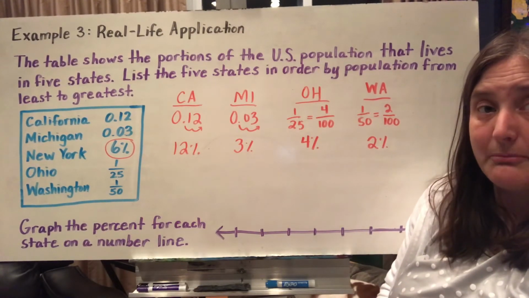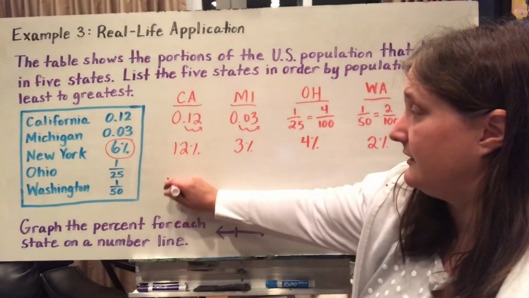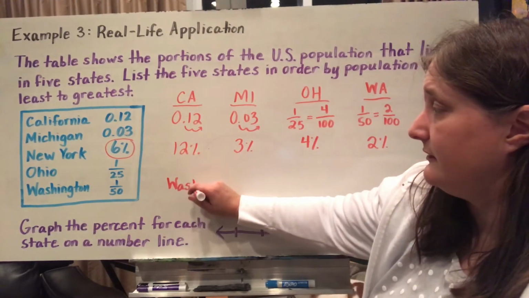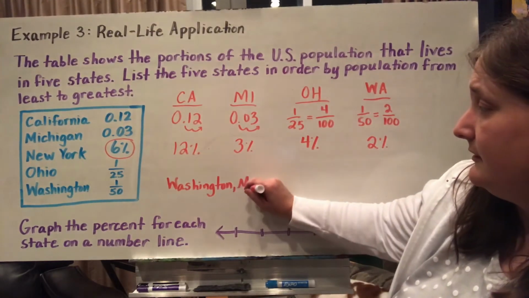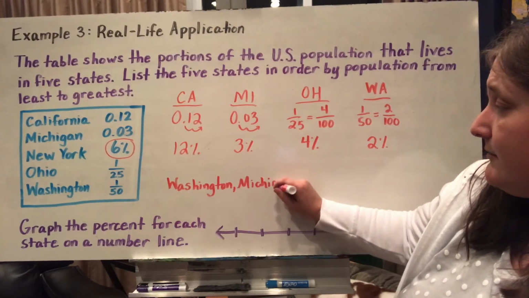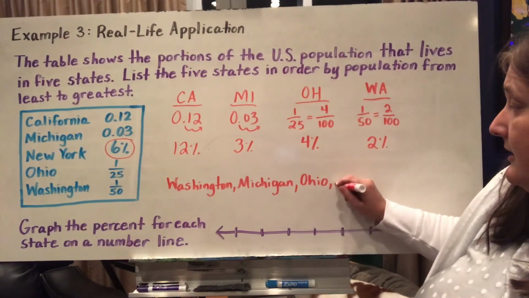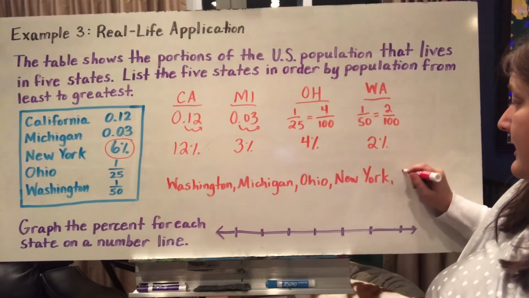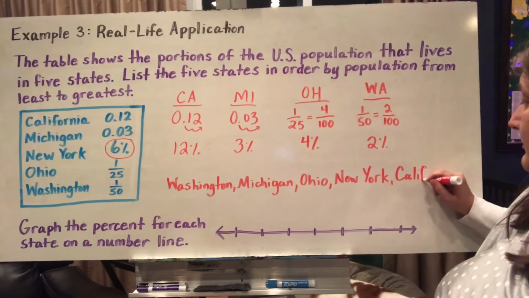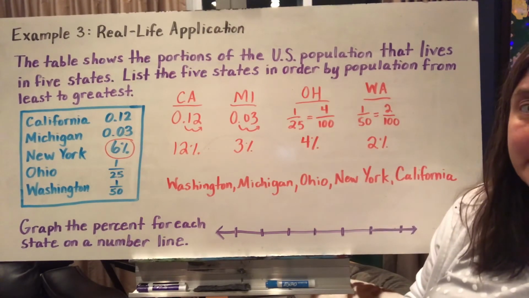So the state with the smallest percent of the population of these 5 is Washington at 2%, followed by Michigan at 3%. And right in the middle is Ohio at 4%. Then we have New York at 6%. And of these 5 states, the one with the greatest population living in it is California at 12%.